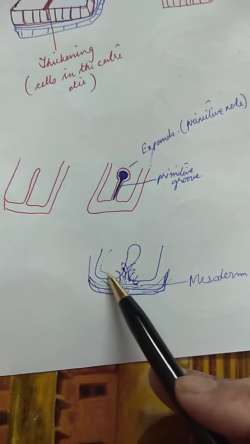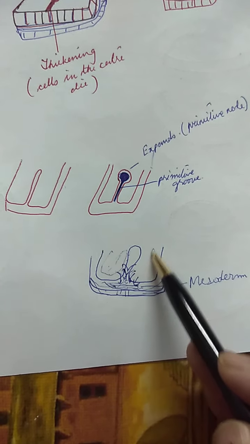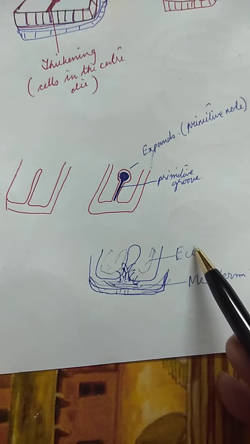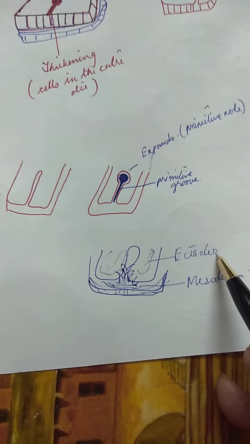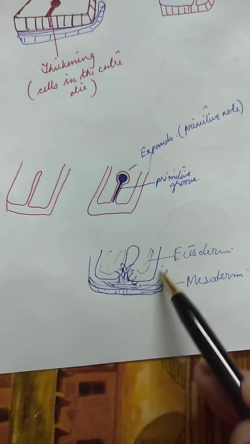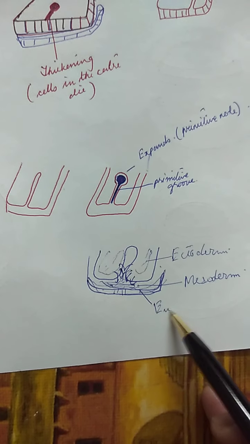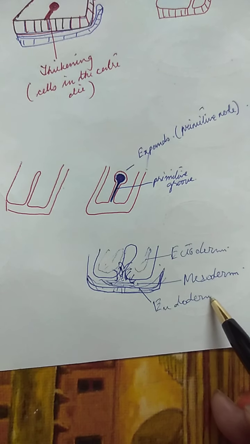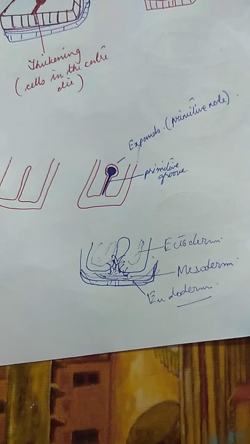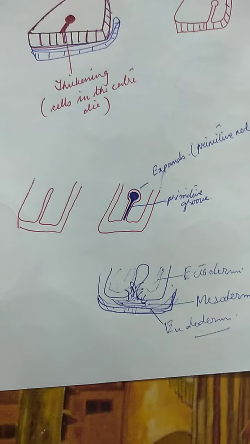The remaining cells of the epiblast form the ectoderm. Hence, three layers of cells are formed: ectoderm, mesoderm, and endoderm. Ectoderm, mesoderm, and endoderm further give rise to different parts of the body.